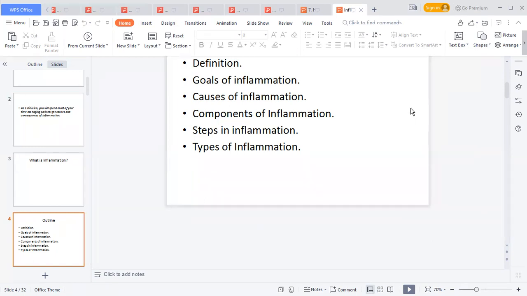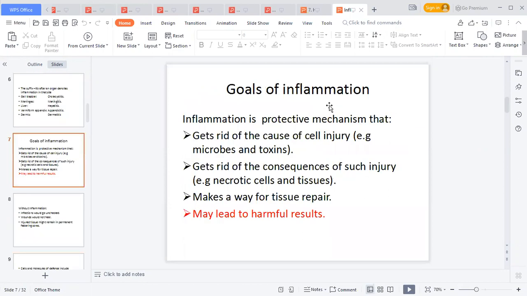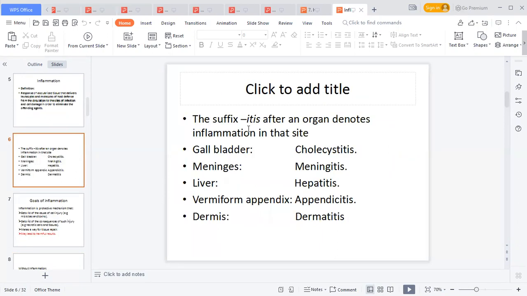So from the definition, you can tell that inflammation gets rid of the cause of cell injury and the consequences of such injury, and makes way for tissue repair. It may also lead to harmful effects. Anything that ends with -itis after an organ denotes inflammation: cholecystitis for the gallbladder, meningitis, hepatitis for the liver, appendicitis, dermatitis.